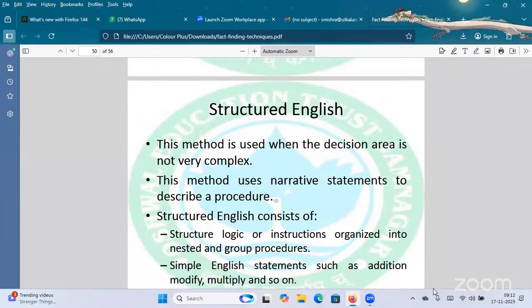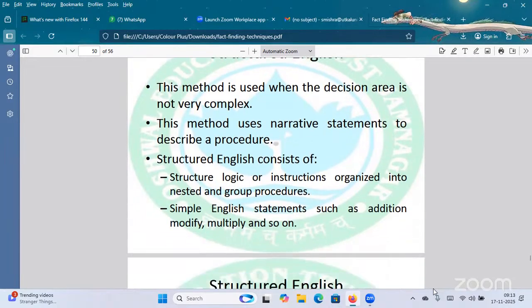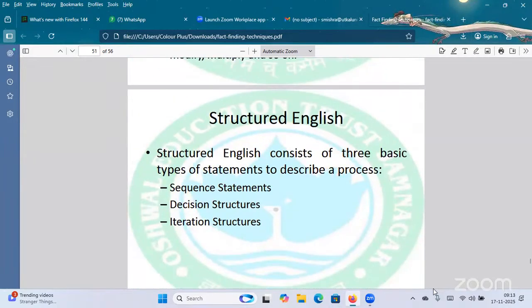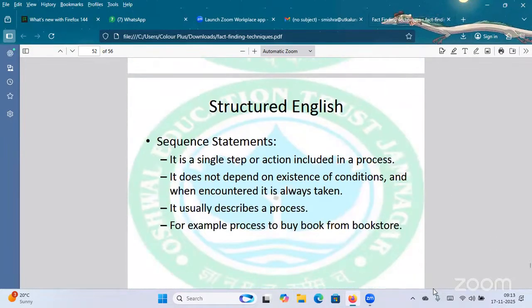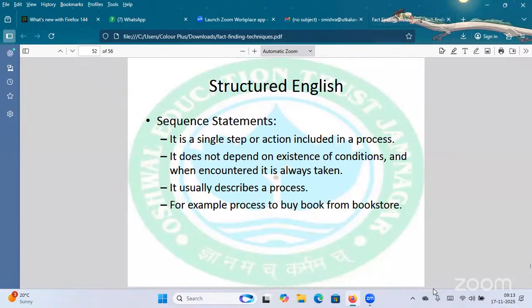So structured logic or instructions are organized into nested or grouped procedures, in simple English statements such as addition, modification, multiplication, and so on. Structured English consists of three basic types of statements to describe a process: sequence statements, decision structures, and iteration structures. A sequence statement is a single step or action included in a process. It does not depend on the existence of a condition, and when encountered, it is always taken.